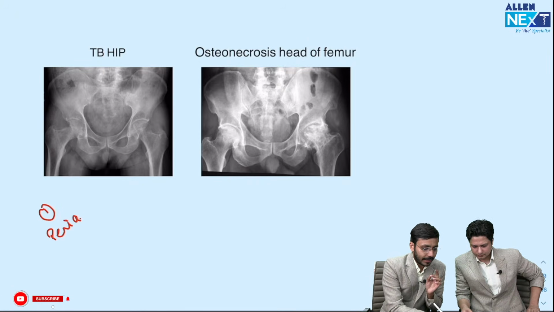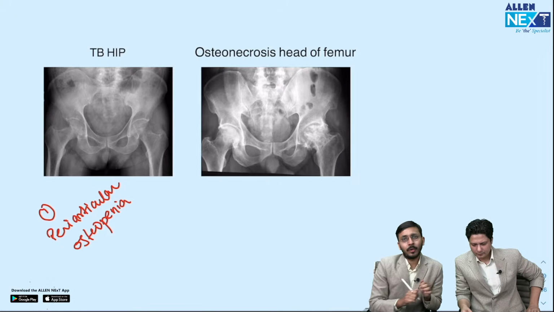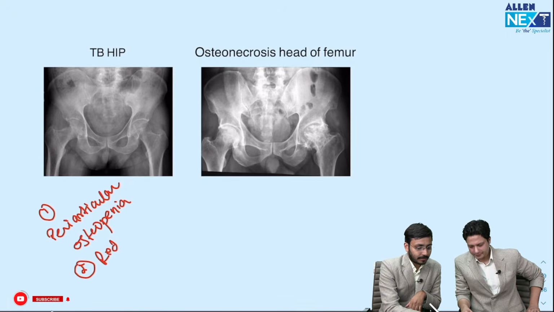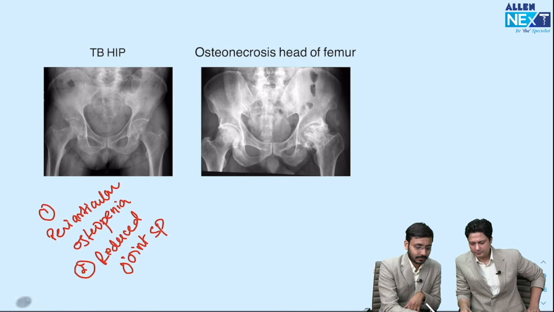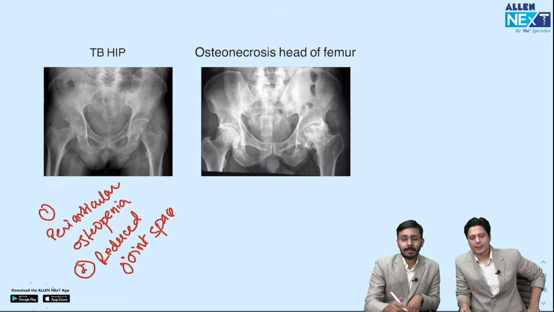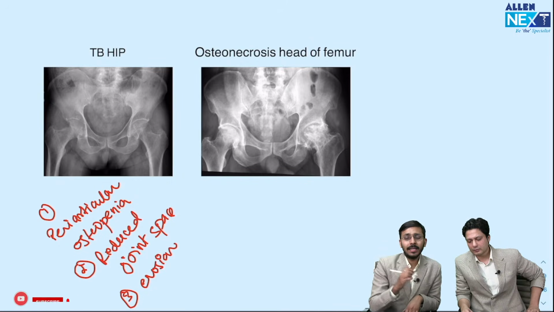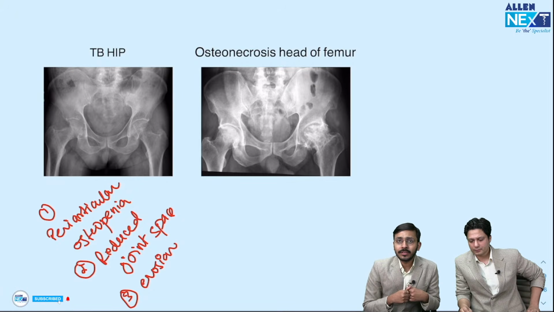So in TB hip, what will we remember? We'll remember periarticular osteopenia. The second thing we'll remember is reduced joint space. And the third thing that we'll remember are erosions, typically subchondral or periarticular erosions.